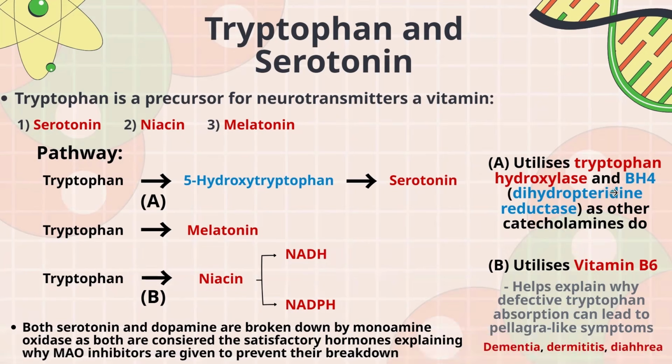Now, another thing is that both serotonin and dopamine are broken down by monoamine oxidase, as both are considered the satisfaction hormones, explaining why monoamine oxidase inhibitors are given to prevent their breakdown. Okay.